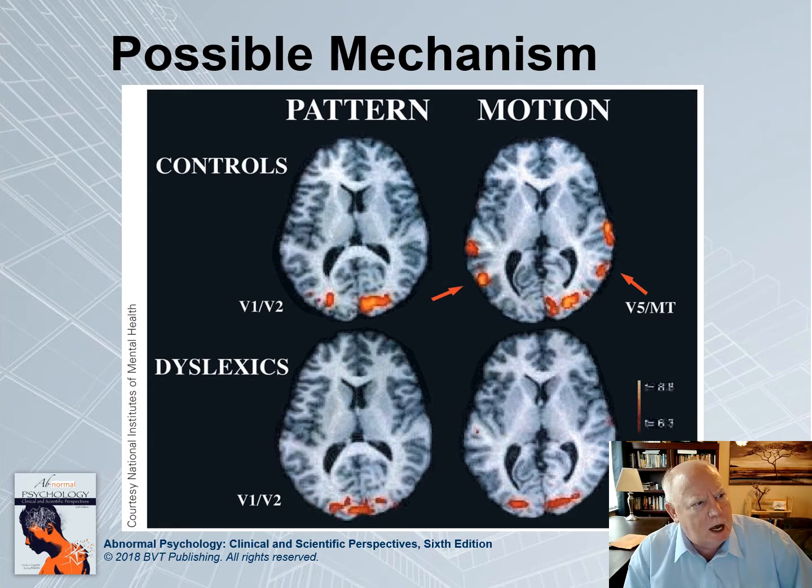But put a pattern in motion, and people who do not have dyslexia are still processing a visual image. So they're doing it in the occipital lobes, but they're also doing it in other parts of the brain, specifically the parietal lobes on both the right and the left side. You don't see that in dyslexics. They seem to have a breakdown in the brain activity needed to process information when it is in motion compared to when it is stationary.